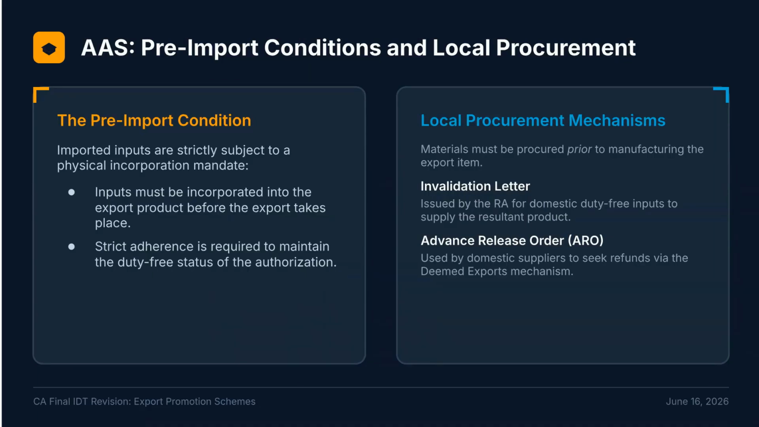Two important mechanisms operate here. An invalidation letter helps domestic suppliers obtain duty-free inputs, while an advance release order, or ARO, helps domestic suppliers claim benefits under deemed exports. In short, whether inputs are imported or procured locally, the government wants clear proof that they genuinely contribute to export production.